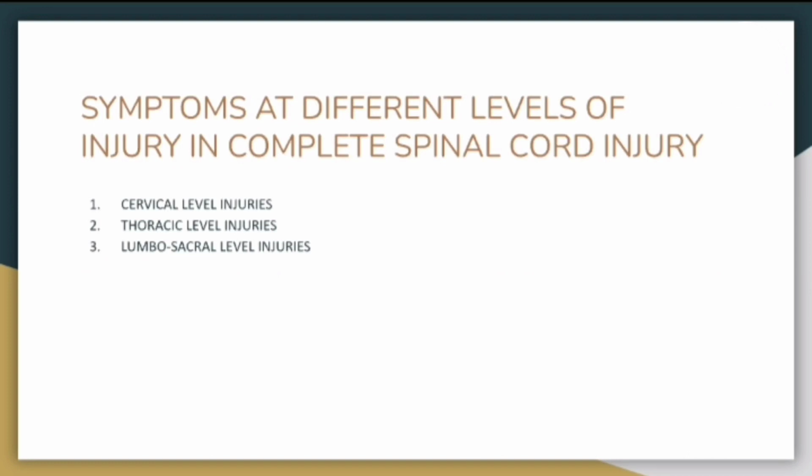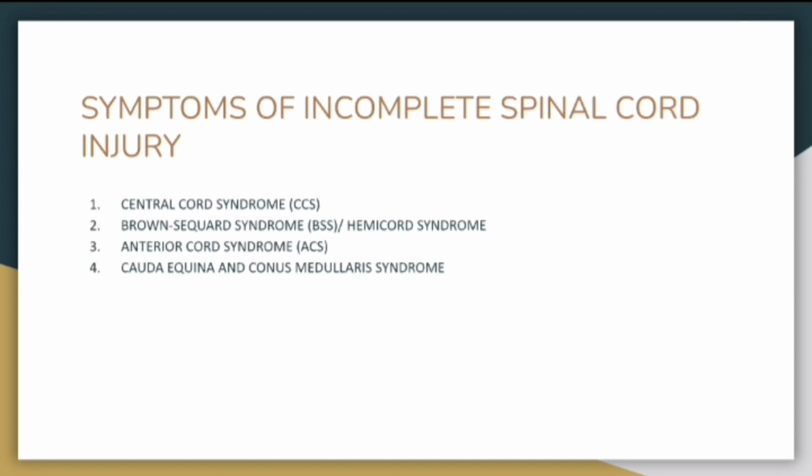Symptoms at different levels of injury in complete spinal cord injury: cervical level injuries, thoracic level injuries, lumbosacral level injuries. Symptoms of incomplete spinal cord injury are central cord syndrome, CCS, Brown-Sequard syndrome, BSS, also called hemicord syndrome, anterior cord syndrome, ACS, cauda equina and conus medullaris syndrome.